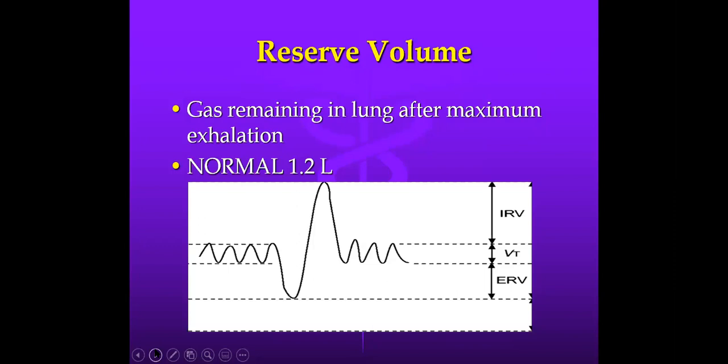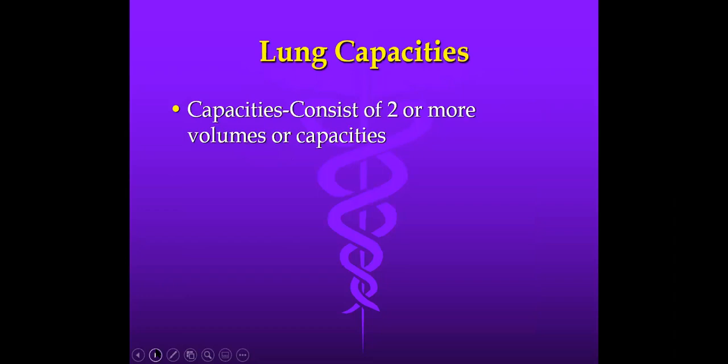Now, that leads us to capacities. Capacities are two or more volumes or capacities added together. So when I start adding volumes together, now I'm into my capacity, my ability of my lungs. I have an inspiratory ability and stuff like that, okay? Capacities, like it says, consist of two or more volumes or capacities.